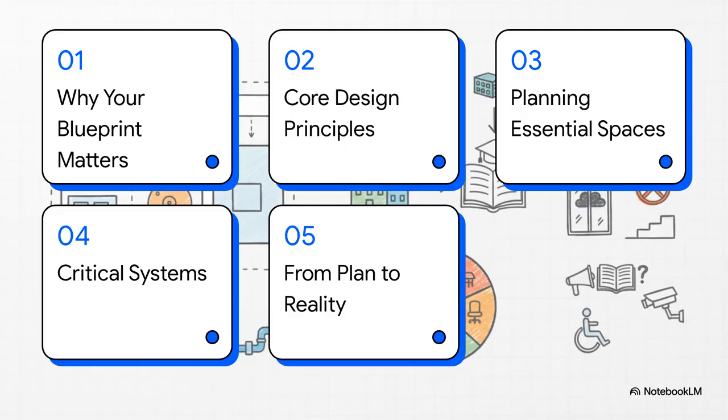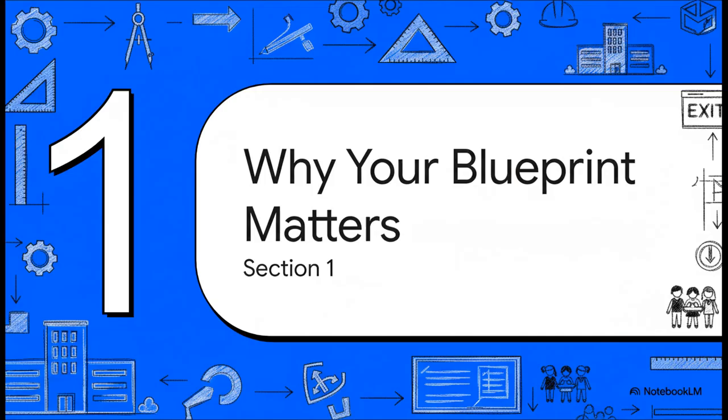Here's how we're going to tackle it. First, we'll talk about why this blueprint is so incredibly important. Then, we'll get into the core principles of good school design. After that, we'll map out all the essential spaces you'll need and cover those critical behind-the-scenes systems. And finally, we'll walk through how to turn that beautiful plan into a reality. Okay, let's jump right into Section 1.